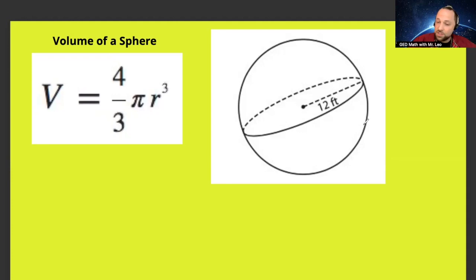Okay, so let's do this right here. What information have they given us? You'll notice this measurement right here is a radius. Let's write that down. Radius is 12 feet. All right, let's work this out. Step 1, rewrite the entire original formula. No shortcuts. Volume is 4/3 pi r to the third power.